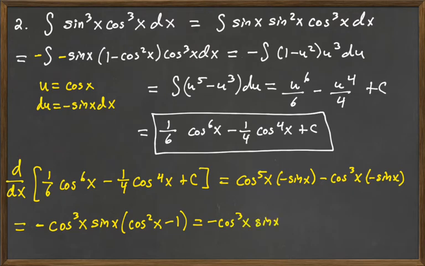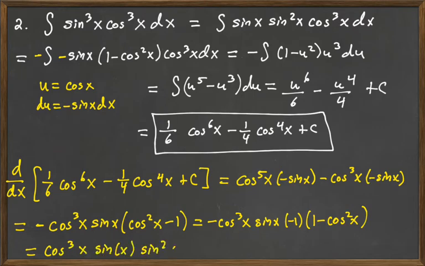So let's go ahead and factor out a negative so that we'll have 1 minus cosine squared. The double negatives will cancel, so we have cosine cubed x sine x, and then the 1 minus cosine squared is sine squared. And so we're back to the sine cubed cosine cubed, which was the original integrand.